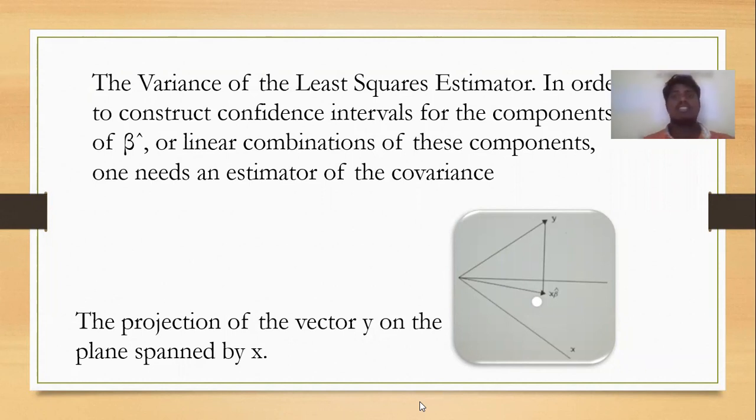The variance of the least squares estimator is used to construct the confidence intervals for the components of beta or linear combinations of these components. We can see the diagram of how it was drawn by using the least squares estimator, and also the estimator of the variance: the projection of the vector y on the plane spanned by x. We can see how x and y are spanned along the x-axis.